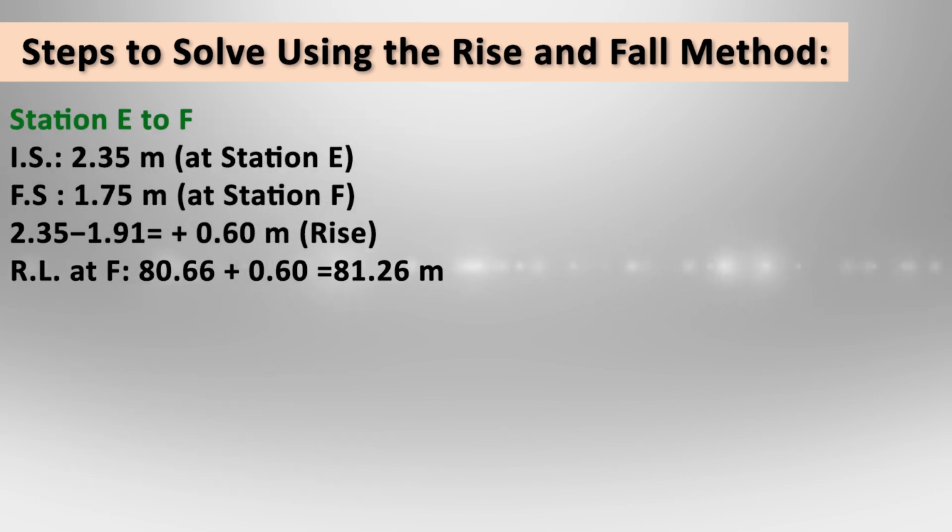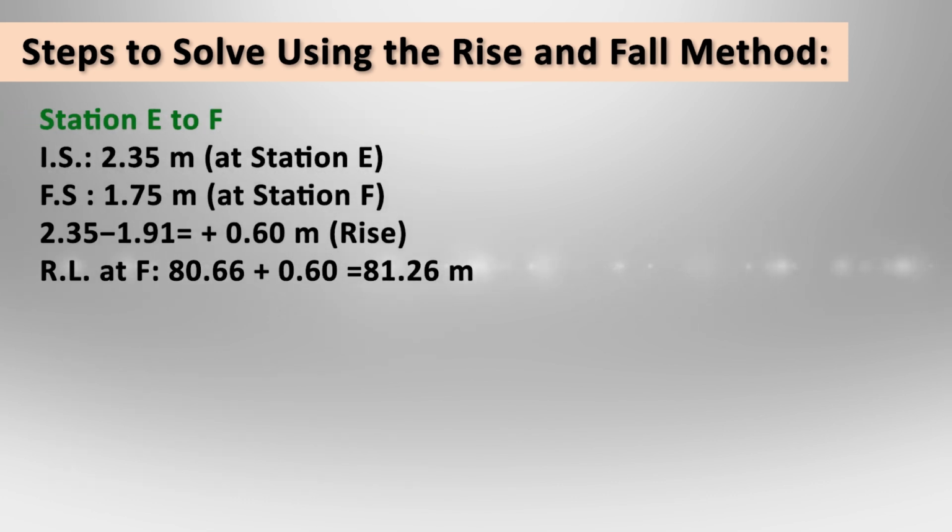Moving on from station E to F, intermediate side is 2.35 meters and fore side is 1.75 meters. So, we will subtract 2.35 minus 1.91 which will result in plus 0.60 meter. So, here the value comes in positive which will indicate it is a rise. So, for calculating reduced level at F, it will be reduced level at E plus the rise, that is 80.66 plus 0.60 which will be equal to 81.26 meter.